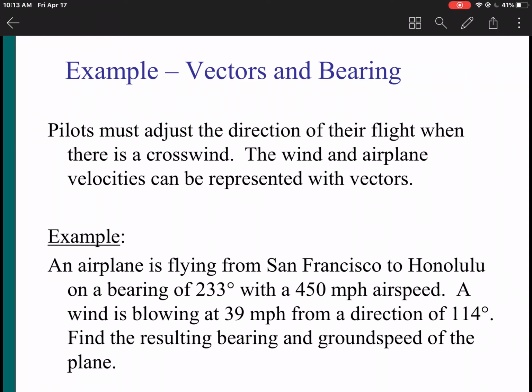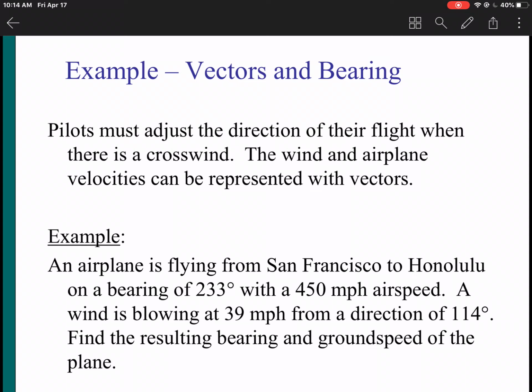I want to just kind of keep this fairly basic because I know y'all are having to do a lot of this on your own. So this is a little more of a complex application type problem. Just to mention something in general about this, because again, it is real world application. You have an airplane flying in a direction, say from San Francisco to Honolulu, and we're given the bearing on which that plane is traveling, right?